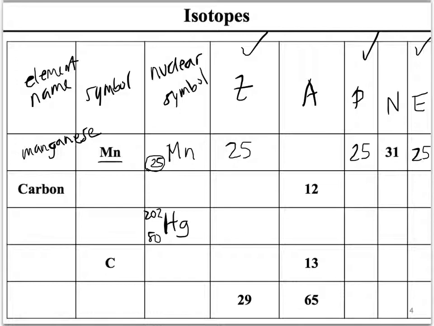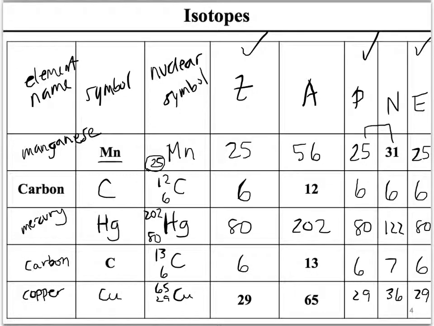Okay, the A is the mass number, and that's telling you the number of protons plus neutrons. So we have to add these 2 values together. And when we do that, we get 56. Alright, so go ahead and pause the video and see if you can get the next 4 rows on your own.